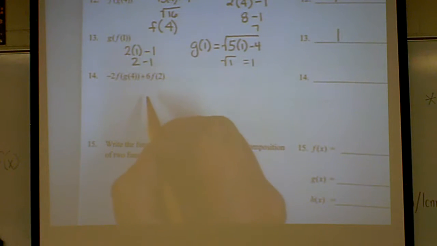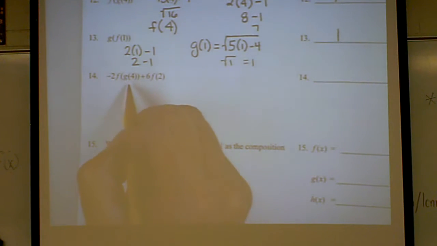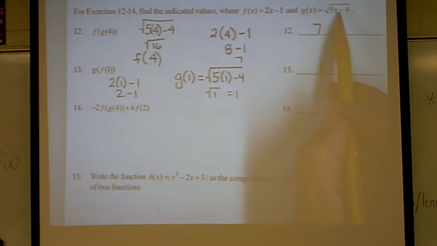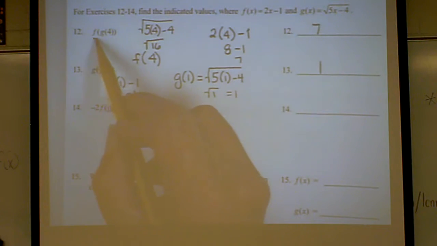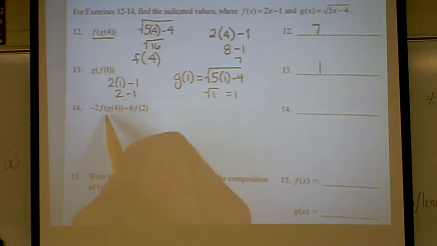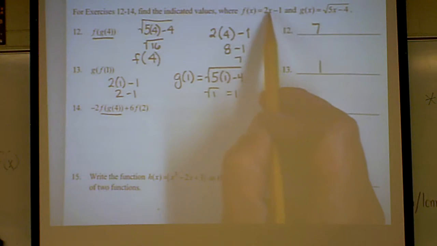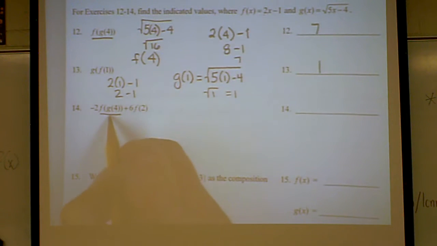And the last question in this set, first you're going to do g of 4. You're going to plug 4 into the g function. And we did that right up here. This piece was already done. So you would plug 4 into the g function. You get 20 minus 4 is 16. The square root of 16 is 4. Then you plug 4 into this function. 4 times 2 is 8. 8 minus 1 is 7. So this piece right here worked out to be 7.